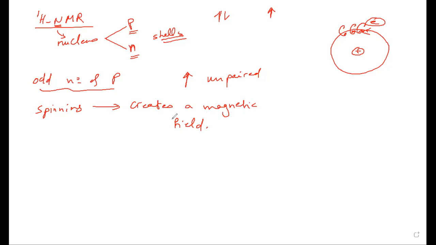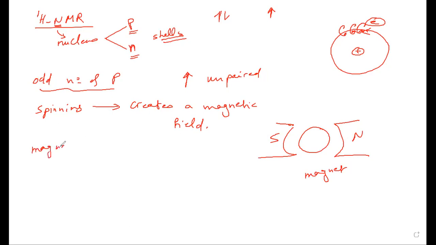Okay. Now, in NMR spectroscopy, we place our molecule in between two magnets. This is the North Pole and the South Pole of a magnet. And of course, the magnet possesses a magnetic field that we call the external magnetic field.